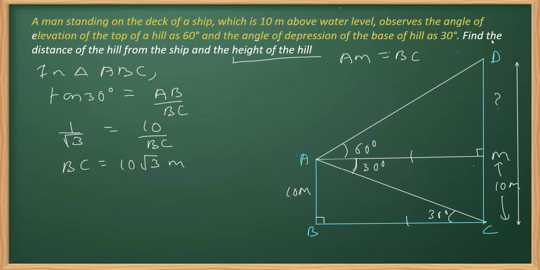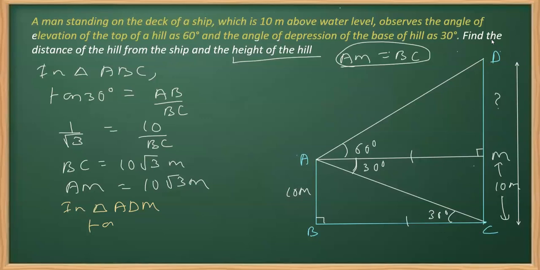Now, once we get the length of BC, I can say that BC is same as AM. That means AM will also be equal to 10 root 3 meter. I mentioned here BC is same as AM. Now, once we get the length of AM, we'll apply the same trigonometric ratio in the other triangle. Now I'm taking the other triangle. This time I'm taking the triangle ADM, and we'll apply tan 60. Tan 60, which is perpendicular, that is DM over the base is AM.